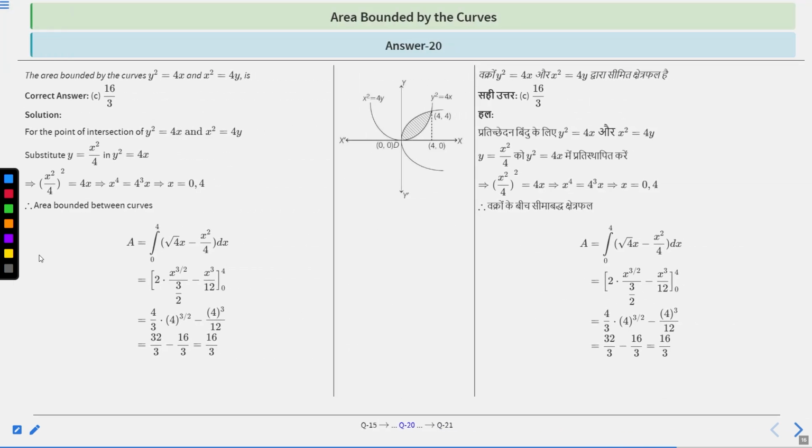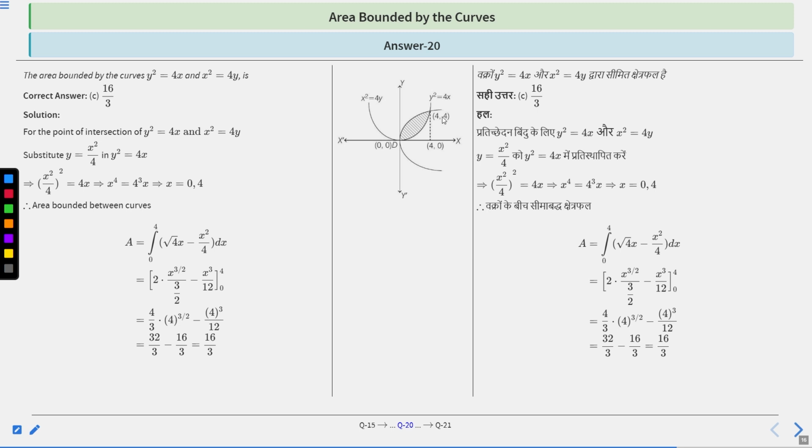Okay, let's move to the solution part. As we have discussed, the graph of y square is equal to 4x is basically this one. And x square is equal to 4y is this one. Clear? So these two graphs are intersecting at two points. One is 0, 0 and one is 4, 4. Therefore, for the point of intersection of y square equal to 4x and x square equal to 4y, substitute y is equal to x square by 4 in y square is equal to 4x. After substituting, you will get an equation in x. Therefore, (x square by 4) whole square is equal to 4x. Therefore, x to the power 4 is equal to 64x. Therefore, x is equal to 0 or 4.